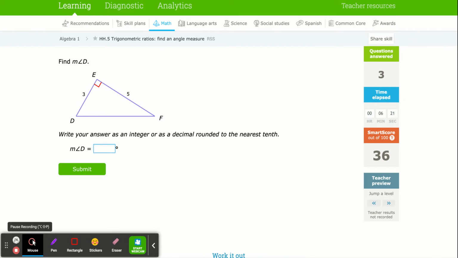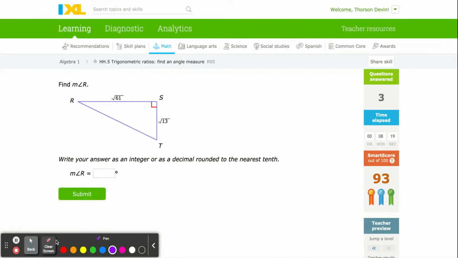I'm going to jump ahead. I'm going to do one more just to make sure you get this down, because this has square roots and it's the hardest you'll see, but don't let the square roots scare you. First of all, find angle R, the angle we're looking for, and label the sides. This would be the hypotenuse, this would be the opposite side to angle R, and this would be the adjacent.